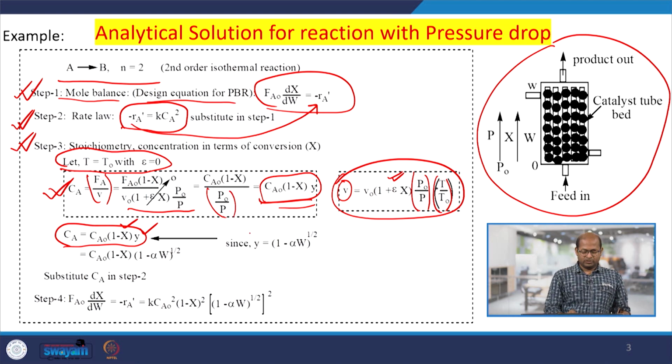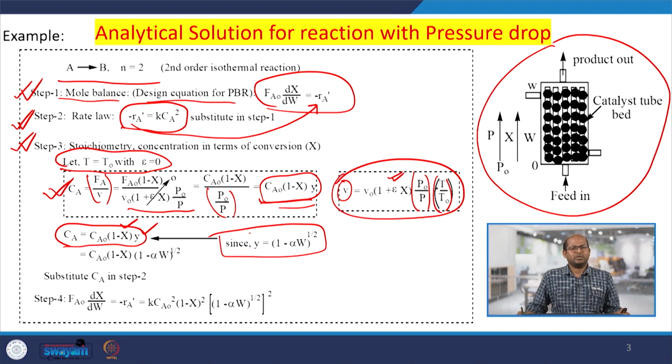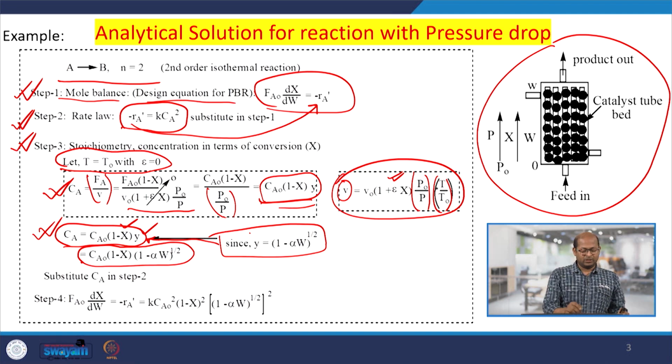We have also derived from the Ergun equation y equals 1 minus alpha W to the power half, which we can substitute here. Once we substitute, the concentration in terms of initial concentration is C A naught times 1 minus X times 1 minus alpha W to the power half. Now we can substitute this in the design equation of step 1.